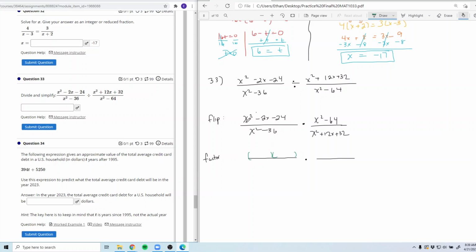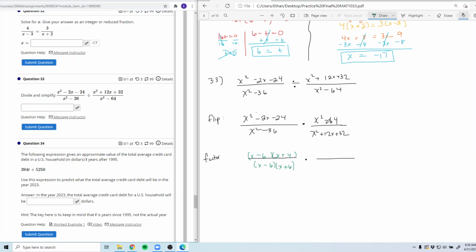Now, when we factor the top here on the left, we want two numbers that multiply to -24 and add to -2. That would be -6 and +4. Below here, we have a difference of squares. The square root of 36 is 6, so we get x minus 6 times x plus 6.